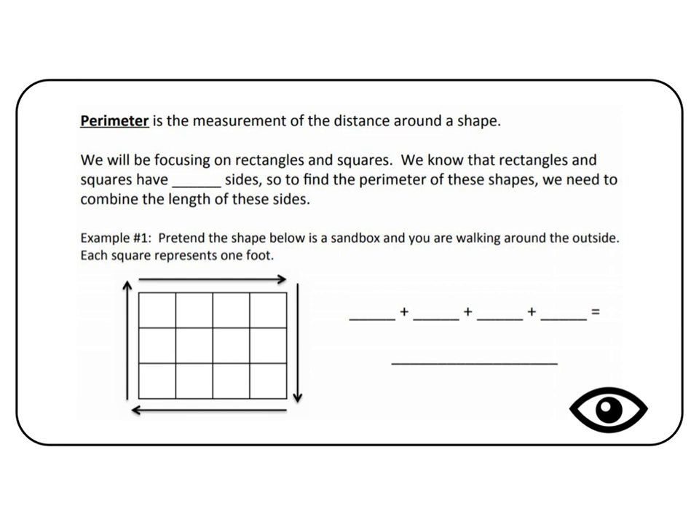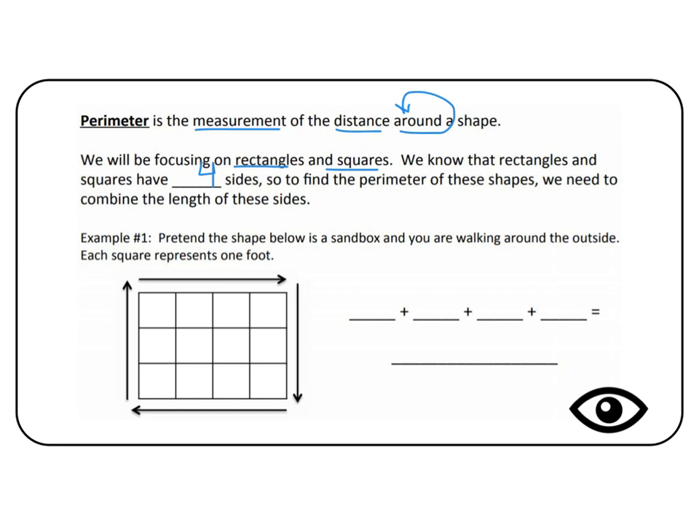All right, friends, perimeter is a measurement that we talk about when we're talking about shapes. Perimeter is the measurement or distance around a shape. When we focus on perimeter, we're usually talking about rectangles or squares, and we know that rectangles and squares have 4 sides. So the perimeter of these shapes, we would combine all of those sides.